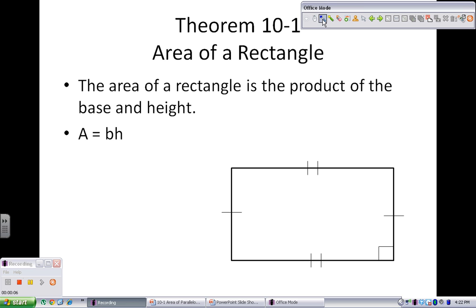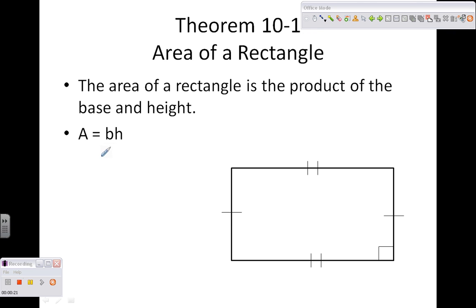This is slightly different from what you're used to in terms of length times width, where we would typically call this the length. Now we're going to call it the base. We would typically call this the width. Now we're just going to call it the height. Other than that, the process is the same.